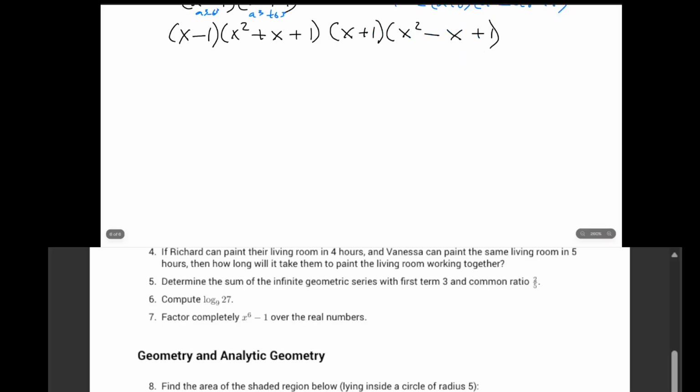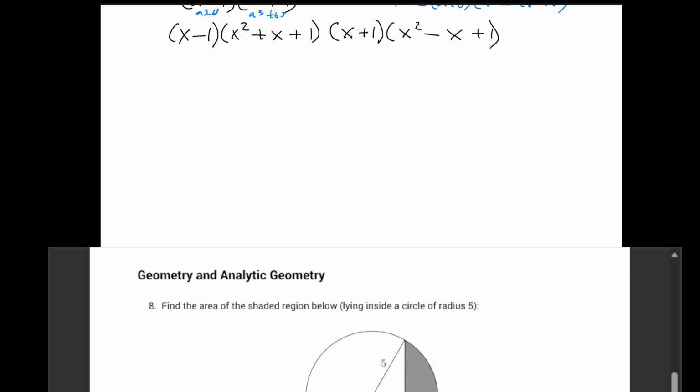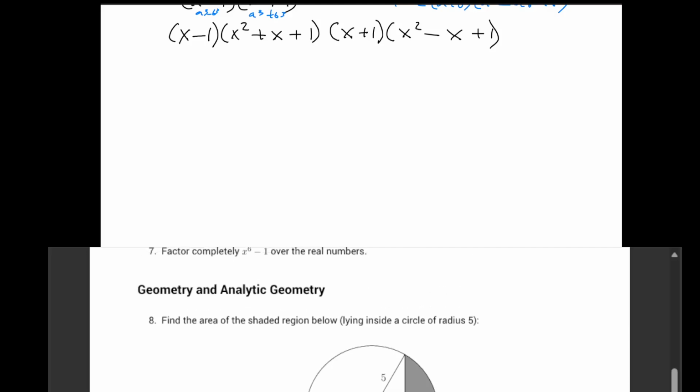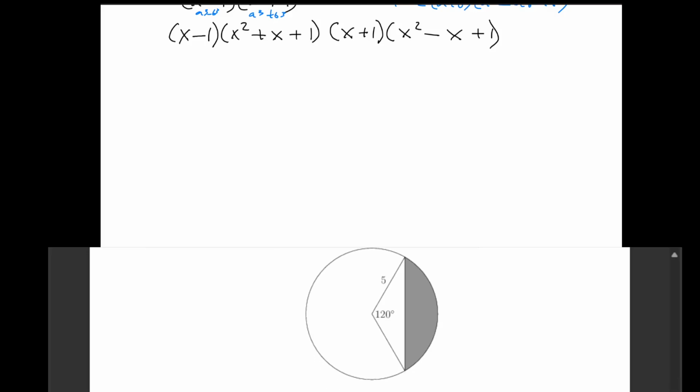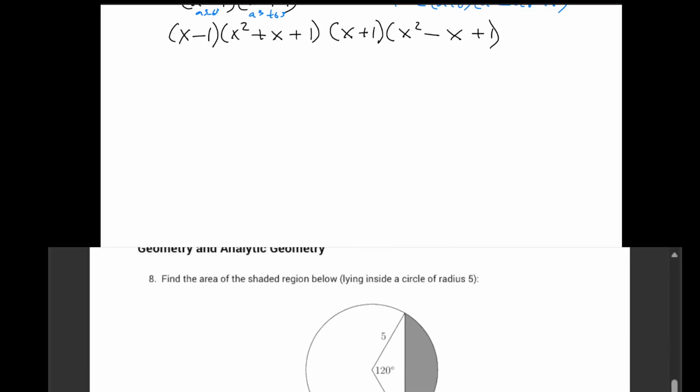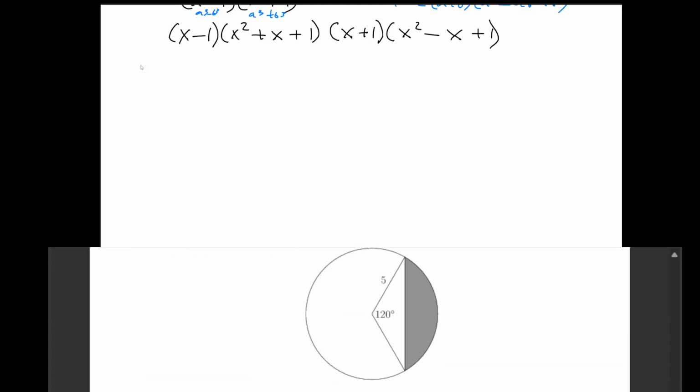Anyway, moving past algebra here, let's go to geometry. Find the area of the shaded region lying inside a circle of radius 5. Let's see if I can fit this here. So we need to find the area of the shaded region. I'm going to try to draw this out myself. This is number 8.